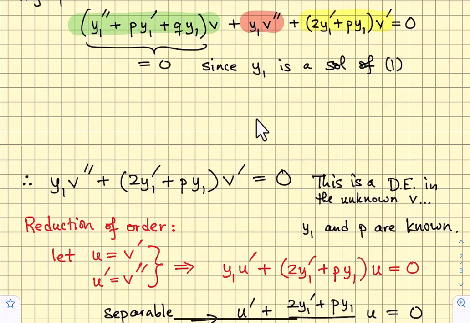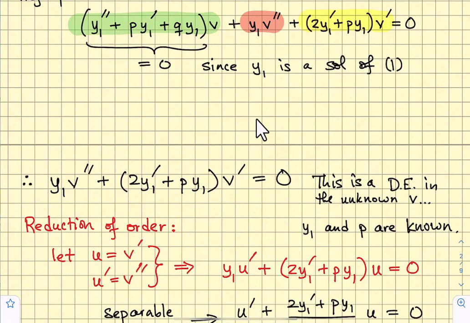We're going to use a stunt called reduction of order, and it works when you have terms that are present like this, a v double prime and a v prime in the absence of a v. And now it'll feel sort of like a u substitution, and you'll see why we call it reduction of order. We're just going to introduce a new variable called u.